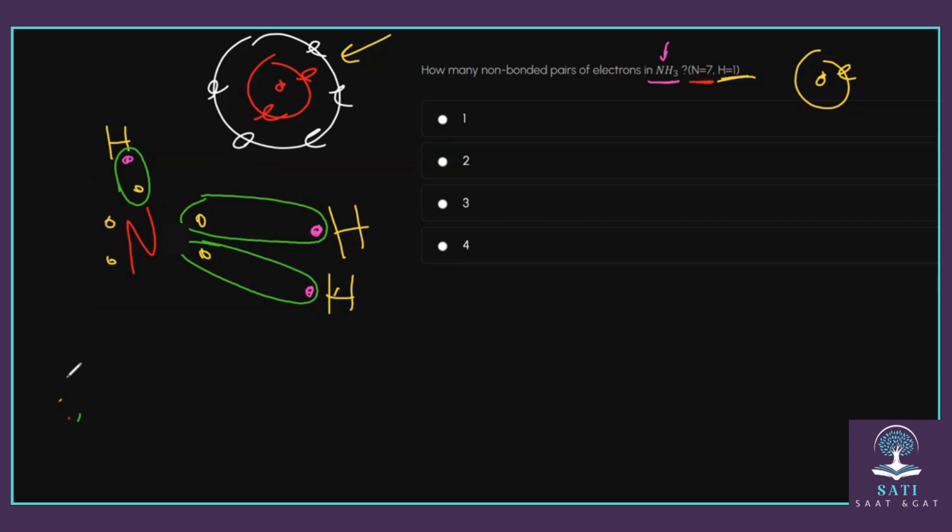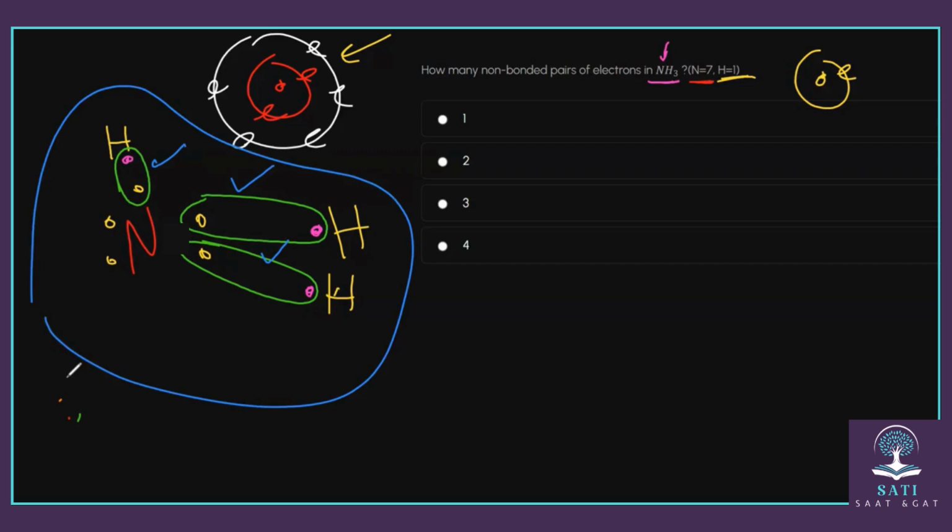Now the question is, how many non-bonded pairs of electrons? As you see, these ones are bonded, these ones are bonded, these ones are bonded. How many electrons are still there inside this molecule that are unbonded? Exactly 2 electrons are non-bonded. And 2 electrons represent how many pairs? They represent 1 pair. So you choose 1 pair as the answer. You understand it here, and other examples will also be explained.